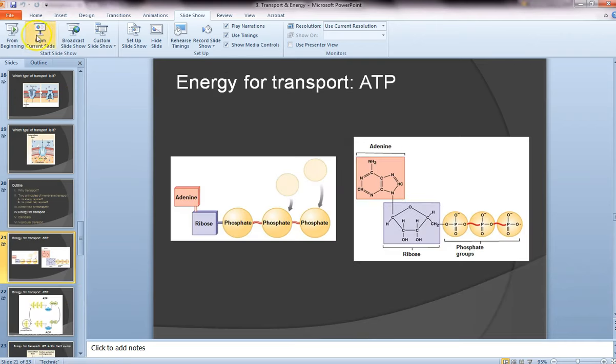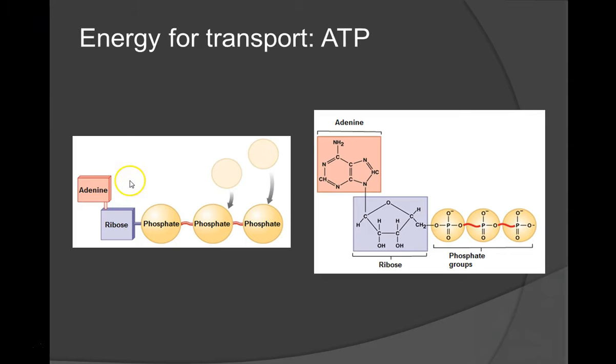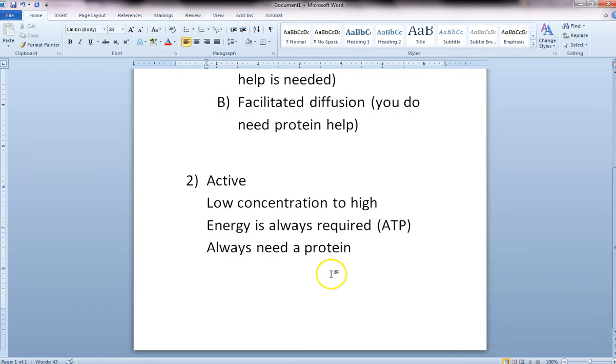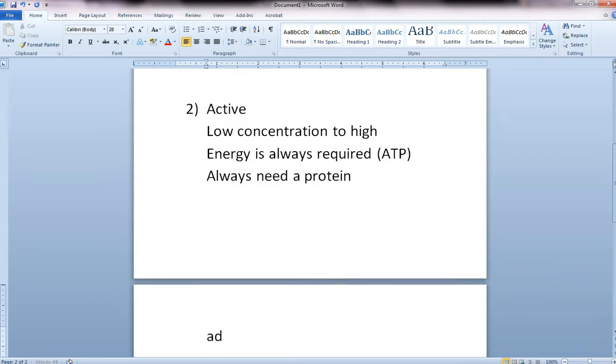Now, I do want to talk a minute about this energy for transport needed for active transport. Now, there's this molecule called ATP. Again, these are these chemical structures. You don't need to memorize them, but what I do need you to notice is that ATP stands for, and let me go ahead and write this down, adenosine triphosphate. So that's ATP. And you'll see the ATP.